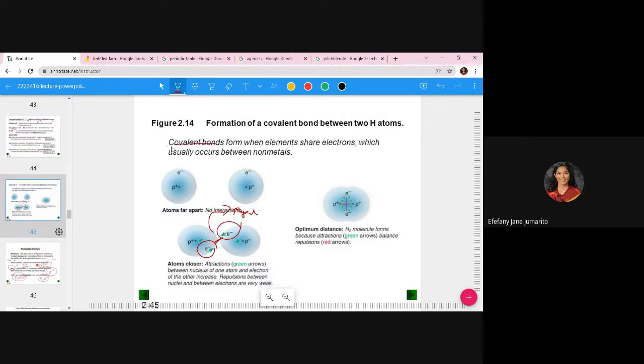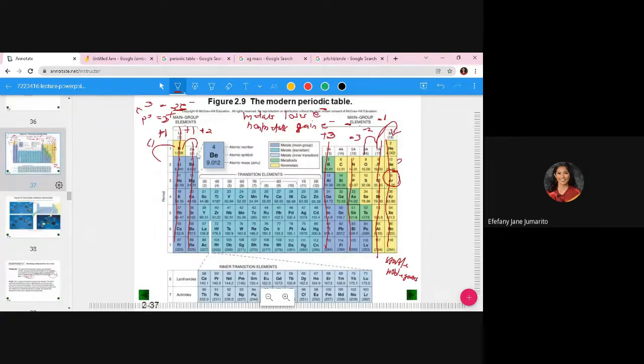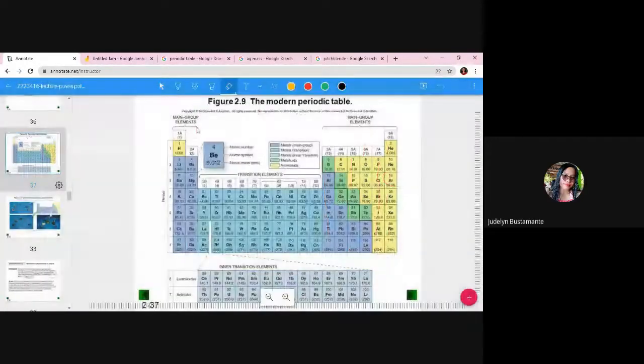Now, covalent bonds mostly occur between nonmetals and nonmetals, just like HCl. Is it covalent or ionic bond? HCl. So, it's nonmetals only, this class. If we have H, is H nonmetal or metal? Non-metal, ma'am. What about Cl? Non-metal po, ma'am. Okay.